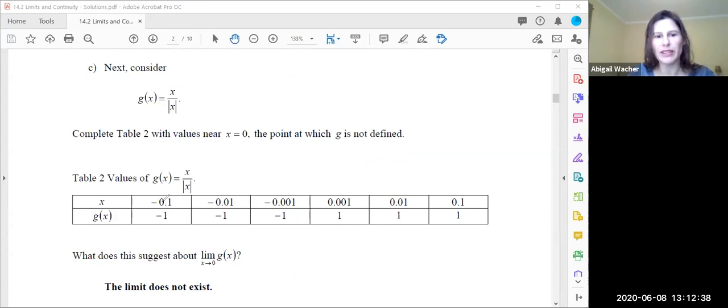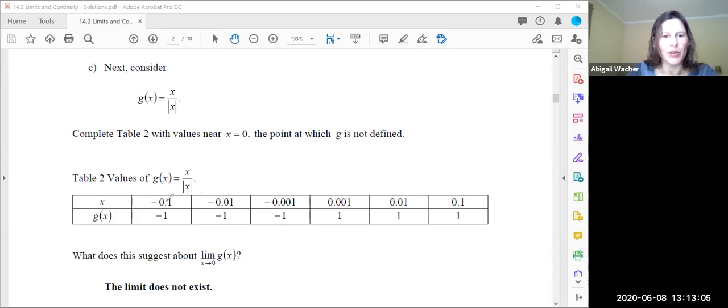calculator, you can plug in these x values, just like we did for the previous problem, and then calculate what your y values are. Or you can notice that x over absolute value of x is basically the sign of x, right? Because you have x on the top, you have x on the bottom, except you're taking away the sign of x from the bottom. So it's really just, you're canceling the x's and leaving just the sign times 1.